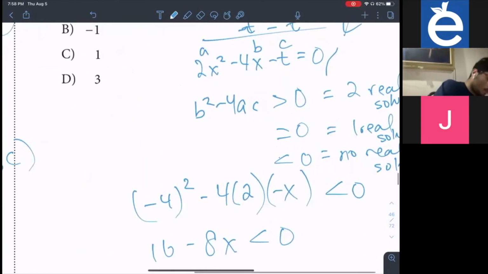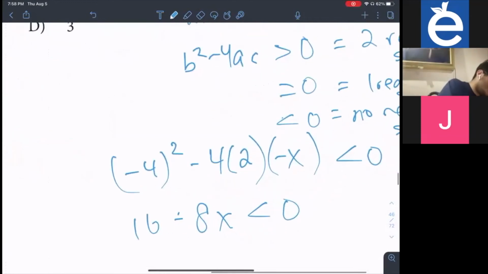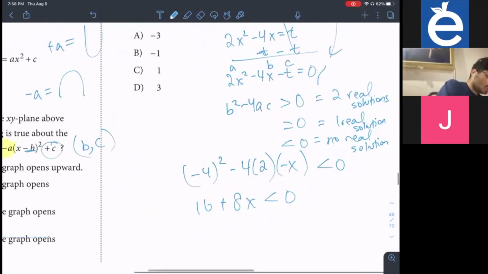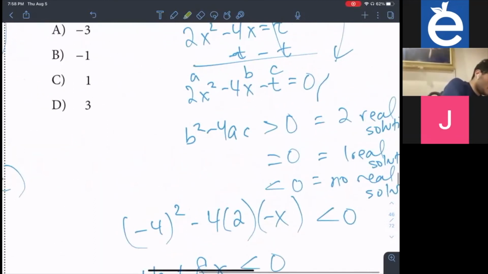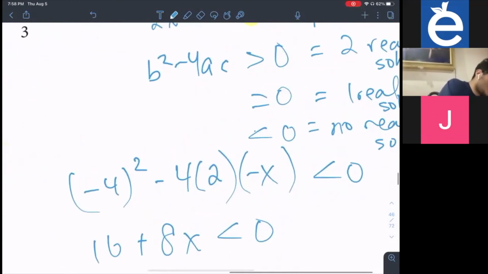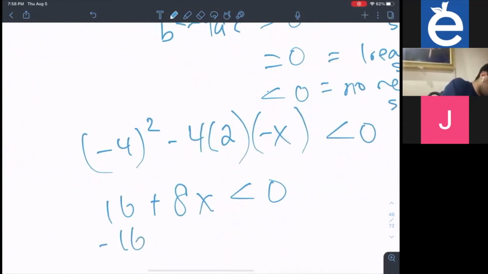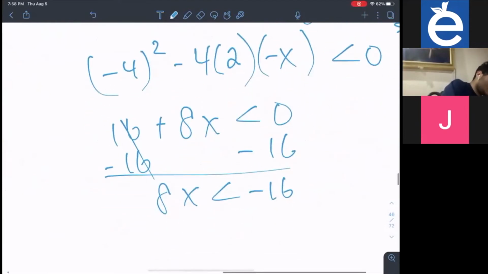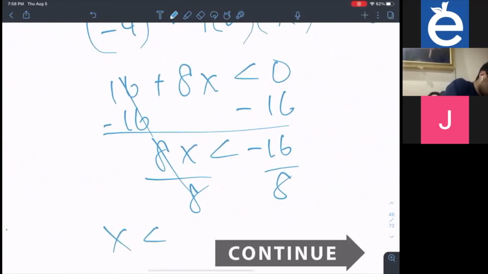So it would be negative, it would be a negative x. It'd be a negative x, we would make it positive because it's a negative c right here. Okay, yeah, so it's a negative c, so it's a negative x. So it becomes negative 16, negative 16. You get 8x is less than negative 16 divided by 8. X has to be less than negative 2.